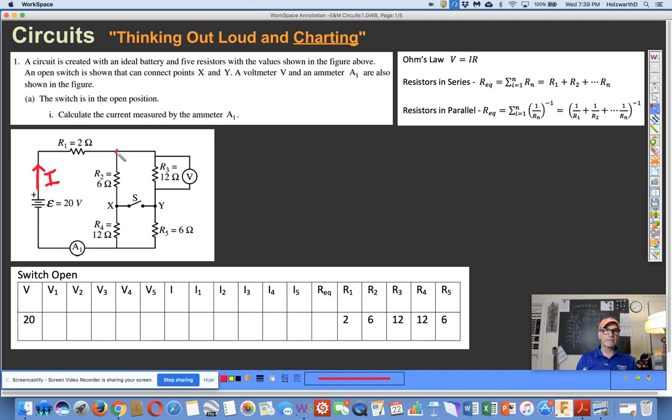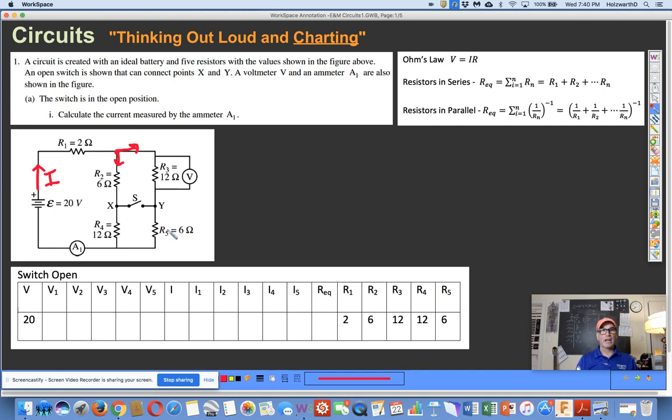Now, when we get to this node or this branch or junction, the current's going to split. Some of it's going to go this way, and some of it's going to go that way. And it's based on the value of the resistance, in this case, the equivalent resistance of each of these branches. And if you notice right away, you have 6 and 12, 12 and 6. So you have the same resistance in each branch. So that current's going to divide in half at that node. Okay? So whatever current leaves the battery, half the current is going to pass through R2 and R4, and the other half is going to pass through R3 and R5.